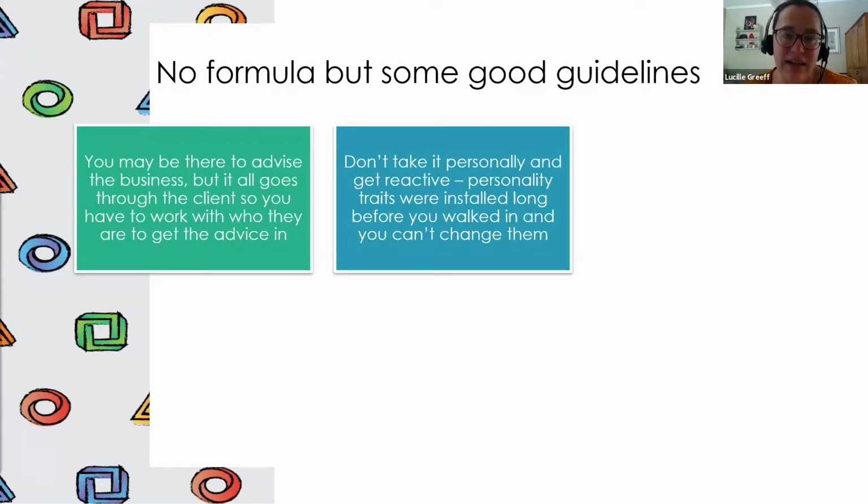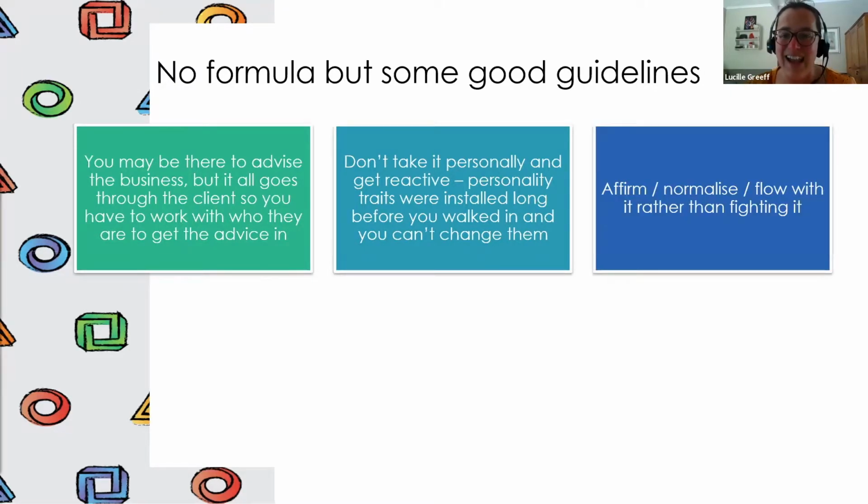The third guideline in terms of working with this is that it's incredibly important when disruptive parts of a personality come into the conversation to affirm that they are normal and that what they're experiencing is normal, and to flow with some of it rather than to fight it. So if you have an aggressive client in front of you and you're trying to turn them into being kind and nice and caring, it's going to derail you. But if you figure out how do I flow with this energy that I always get from this client, you can get more done.